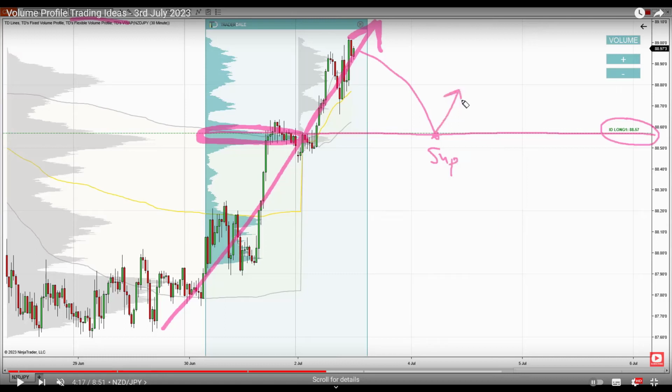What you see before you is a video which I published on Monday. I sent you that in an email on Monday, and this is a prediction from the video, and the prediction was on the New Zealand dollar Japanese yen. So I just paused the video here to show you the original prediction, which was this support level at 88.57.